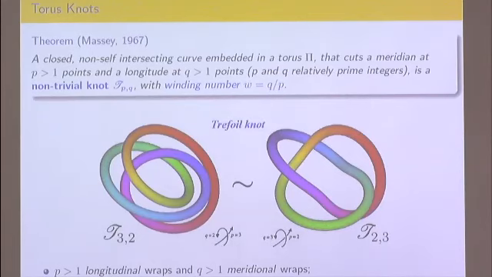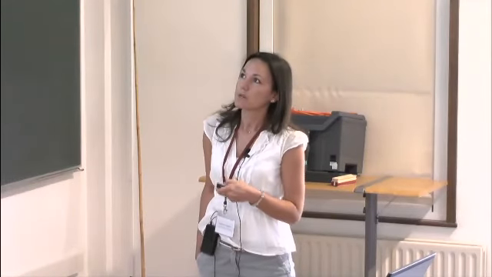For instance, in this figure we can see two different representations of a trefoil knot, which are topologically equivalent, but they have different geometries. The first one is obtained by three turns in the longitudinal direction and just 2 turns in the meridional direction. On the other hand, this one has 2 turns in the longitudinal and 3 in the meridional direction.